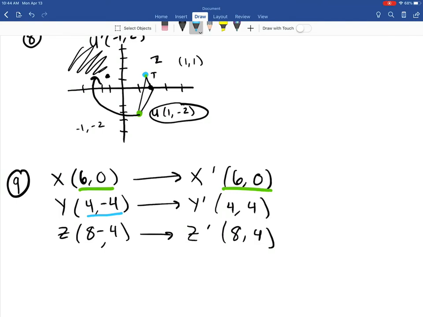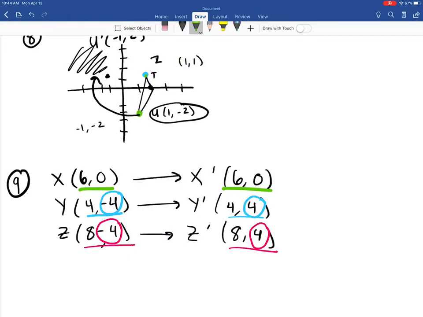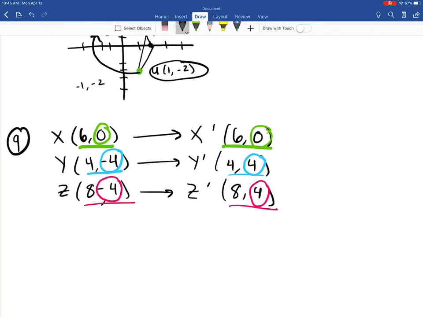4, negative 4, and 4, 4. Well, if I look here, this went from negative to positive. It changed signs. And the last one, 8, negative 4 became 8, 4. This changed signs. Well, remember, whatever you do to one point, you have to do to all of them to keep them congruent. So if I changed the sign of 0, 0 doesn't have a sign, so by changing the sign, there is actually no change.